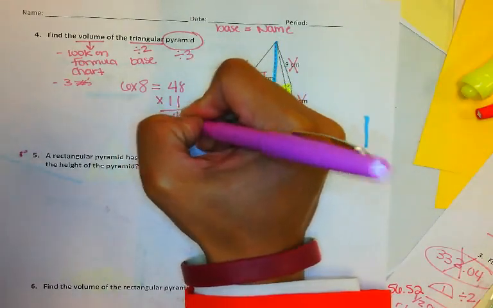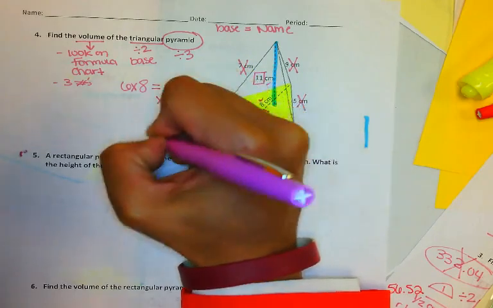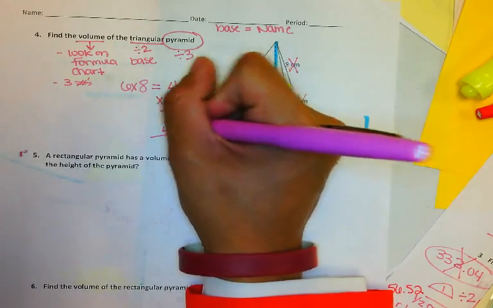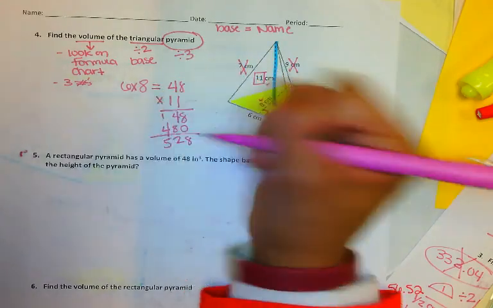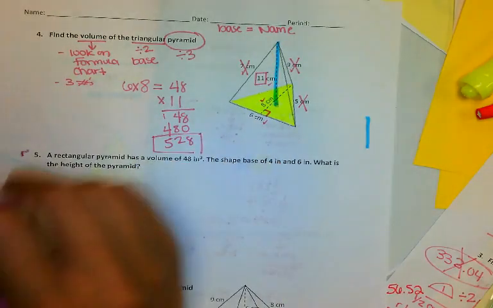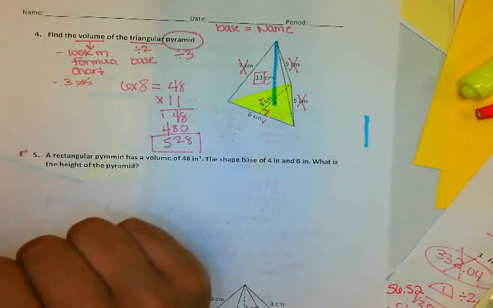8, 4, placeholder, 8, 4. You should be doing this multiplication by yourself. 8, 8, 9, 10, 11, 12, and 5. So I get this. But am I done? Well, let's go back to my problem and see if I'm done.